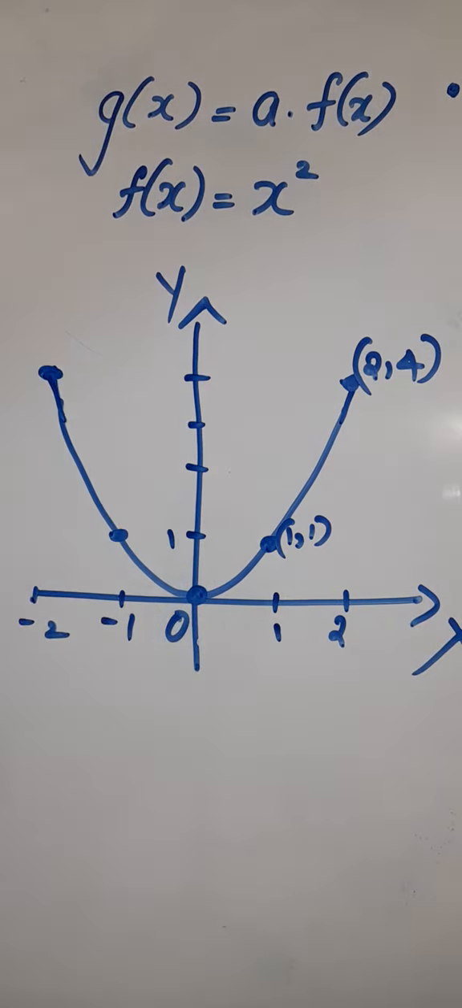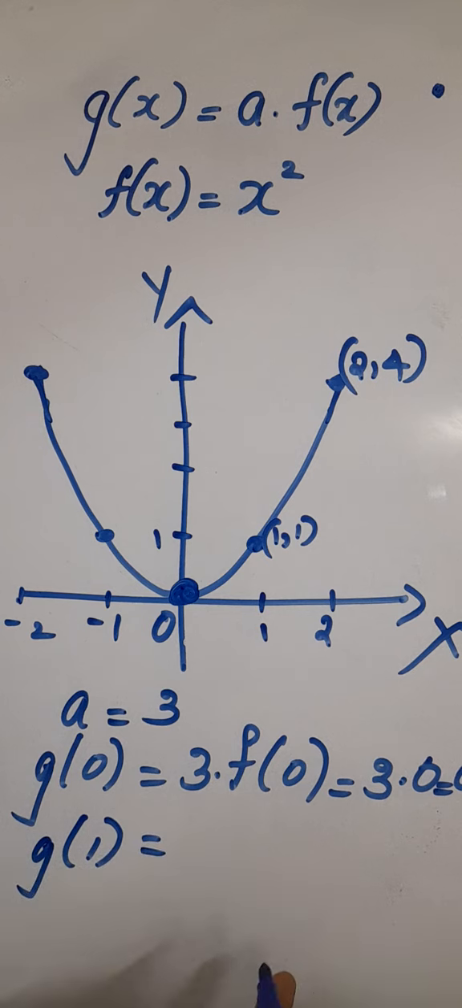Now let us take the constant a value to be equal to 3. Then g of 0 will be 3 times f of 0, which is 3 times 0, which is equal to 0. So we get the point (0, 0) on the curve g of x.